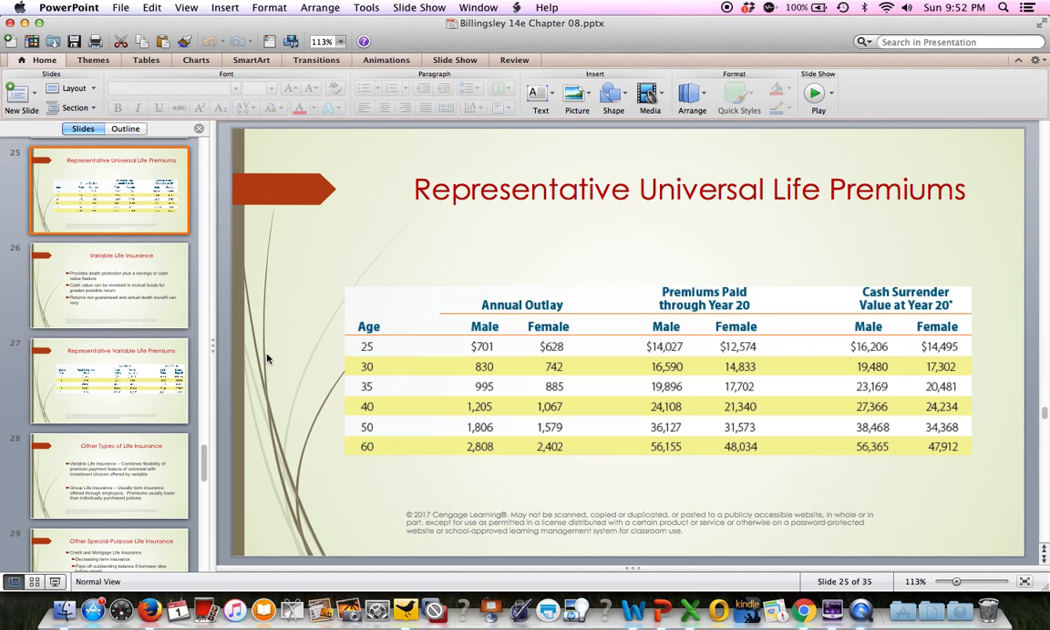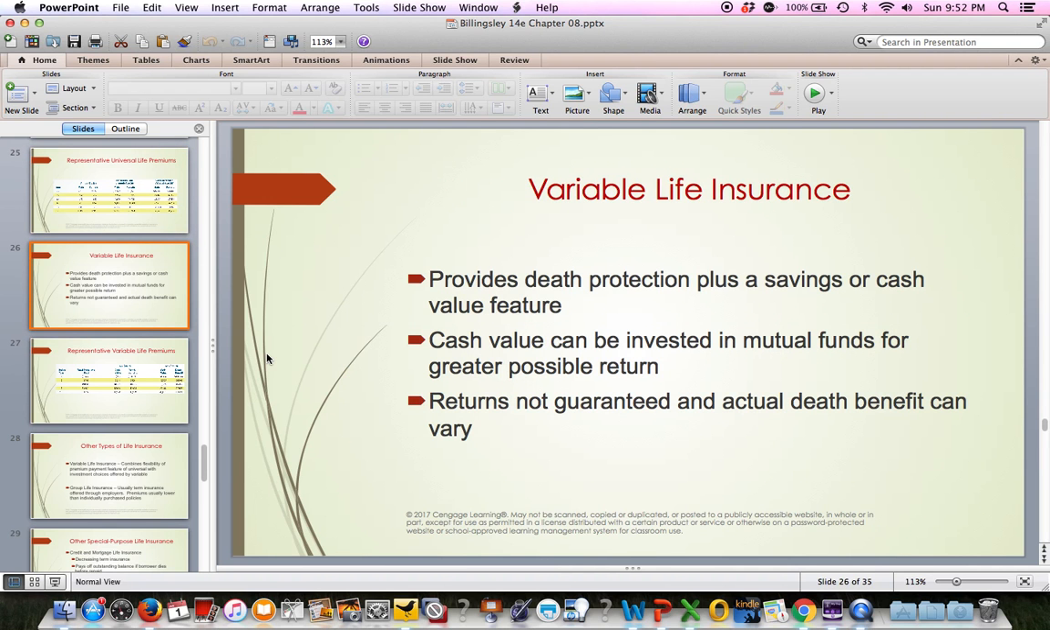Just some examples of what you would pay for universal life policies. Another example is variable universal life, or VUL. Variable life provides death protection plus savings for cash value. The cash value can be invested in mutual funds for greater possible return. The returns are not guaranteed, and the actual death benefit can vary.